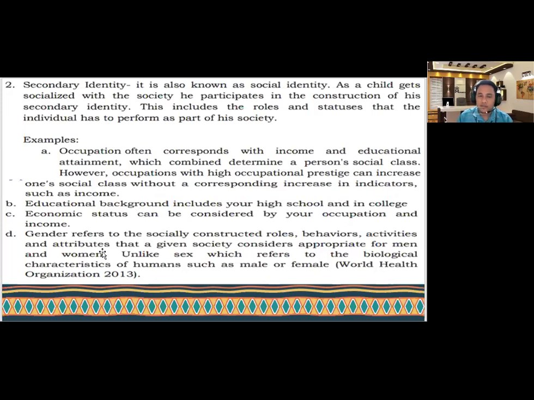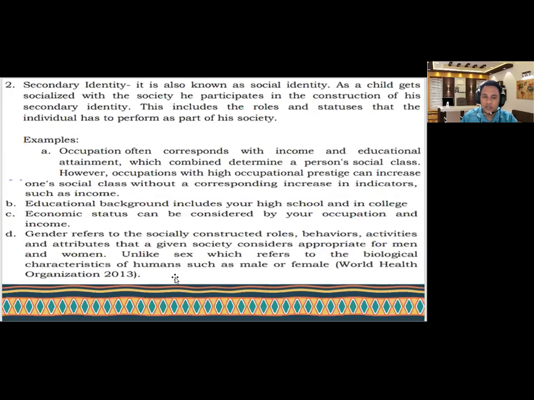Next is the gender. Okay, so secondary identity, gender, refers to the socially constructed roles, behaviors, activities, and attributes that a given society considers appropriate for men and women. Unlike sex, which refers to the biological characteristics of humans, such as male or female, according to the WHO. Okay, so there's difference between sex, diba, and gender. When we talk about sex, we are talking about the male or female. Pero pag sinabi natin gender, refers to socially constructed roles, behaviors, activities, and attributes that a given society considers appropriate for men and women.